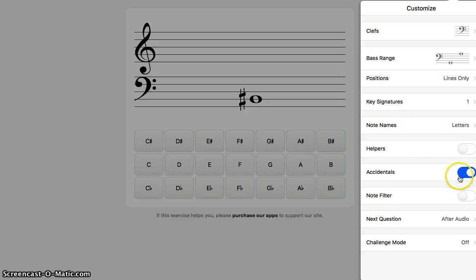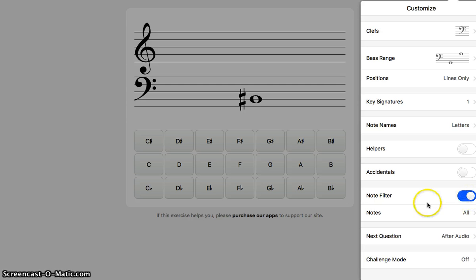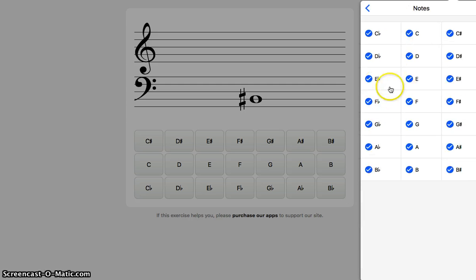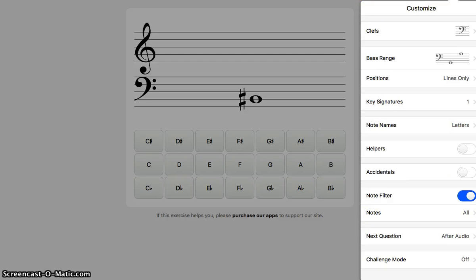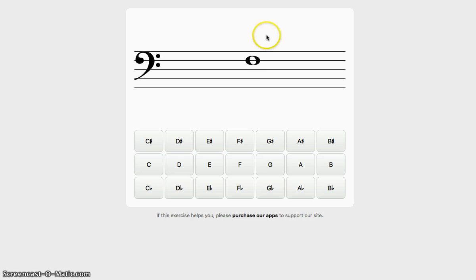Helpers if you need them, sure. Accidentals, sharps and flats, let's go no right now. What filter, what notes do we want to do? Well, we could check and see. They're all selected, let's do them all. We're not going to be using sharps and flats, so our answers are just going to be the musical alphabet right there. Okay, we are ready to play. Oh, it's on a line, of course, because we're doing the lines. Good boys do fine always. That's the note F.